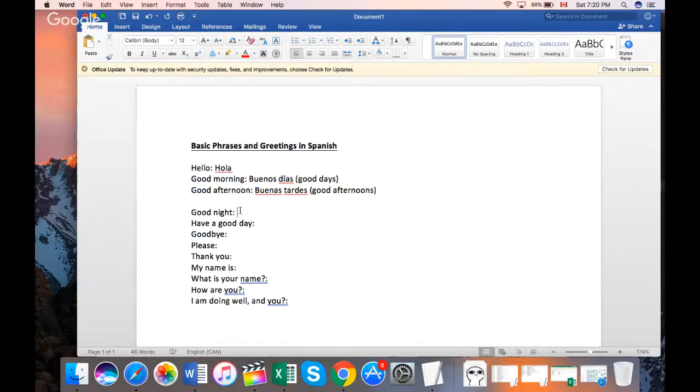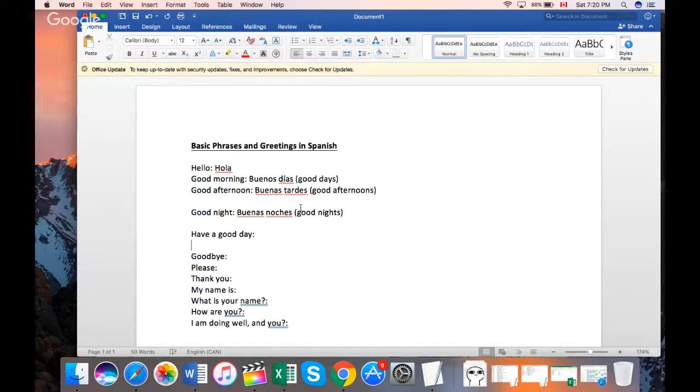So, good night, buenas noches, which again basically translates to good nights. Have a good day. You can say something to the effect of que tengas un buen día. If you go word per word, in English it translates better to something to the effect of I hope you have a good day. It's probably a more accurate word-per-word translation of what that sentence means.